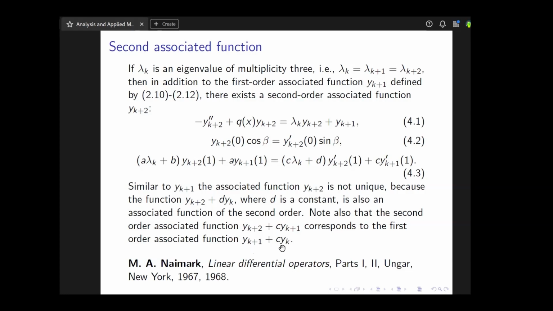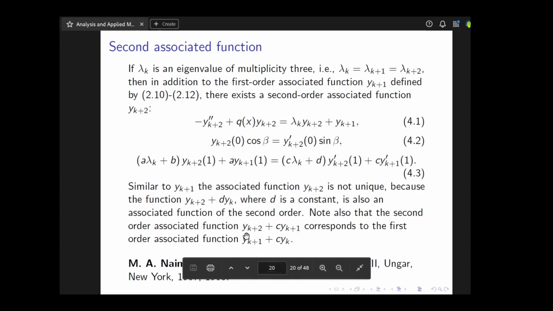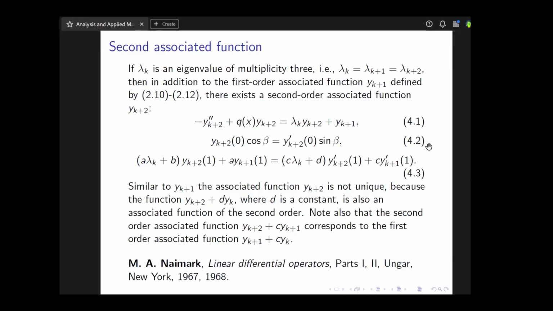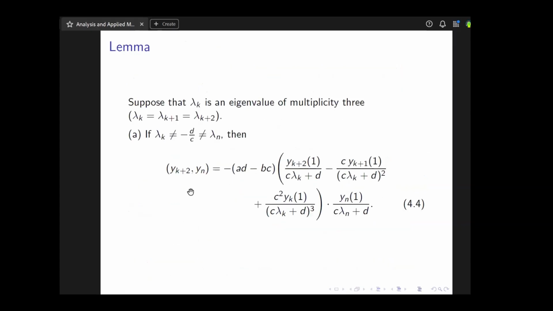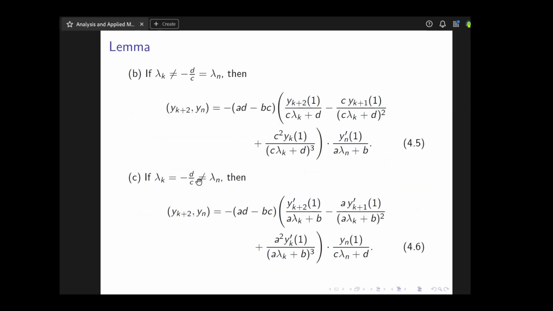Also, it is important to note that when you change yk plus 1, the previous associated function, to yk plus 1 plus tyk, automatically your second associated function also changes to yk plus 2 plus c times yk plus 1. Okay, we have the definition of yk plus 2, the second order associated function. We can find the inner product of yk plus 2 with other eigenfunctions. Several cases again are possible when they are equal to the critical value minus d over c, when they are not equal to minus d over c.